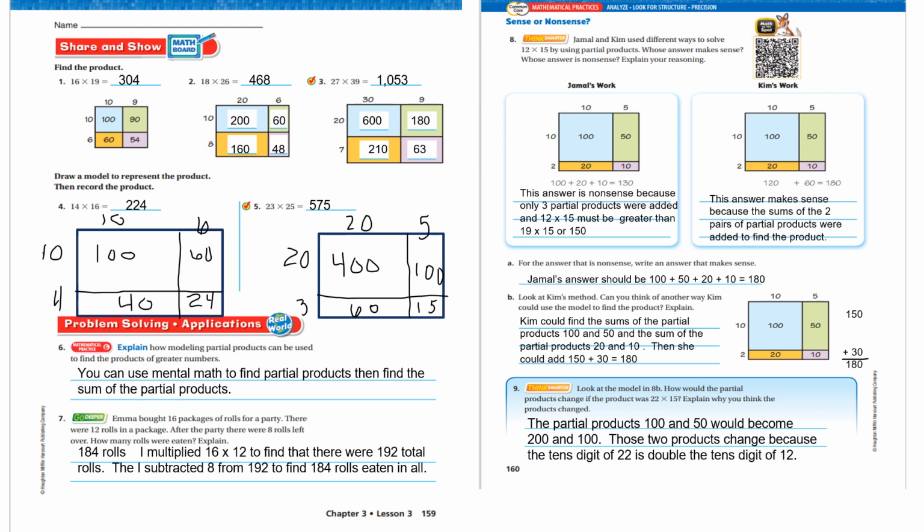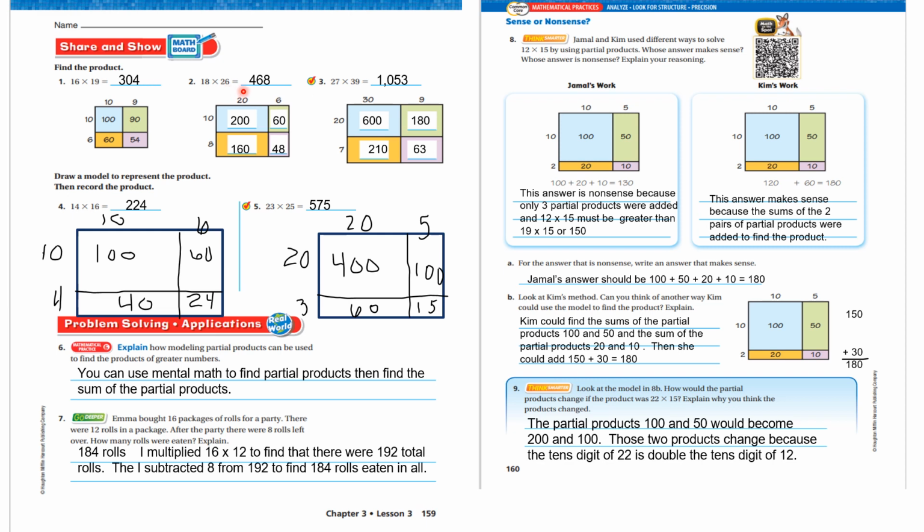Boys and girls, here are the answers. I want you to look carefully to see if you got the answers right. If you did not get the answers correct, you need to pause the video and check to see what you did wrong. 16 times 19 is 304. 10 by 10, 9 times 10, 10 times 6, 9 times 6, add them to get 304, okay?